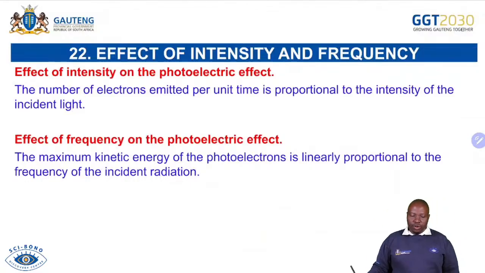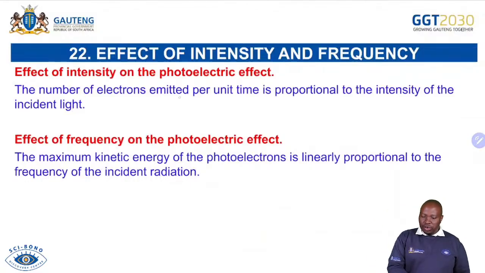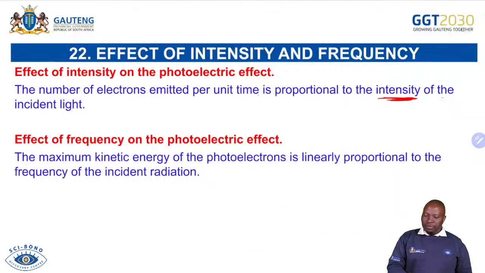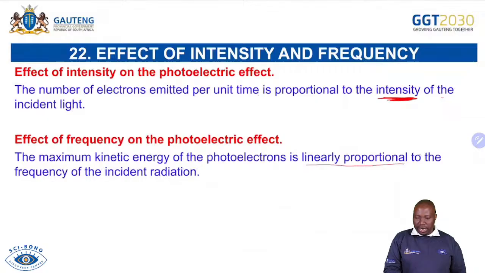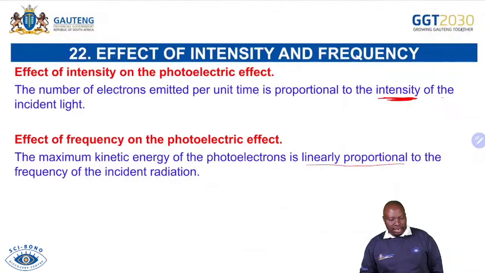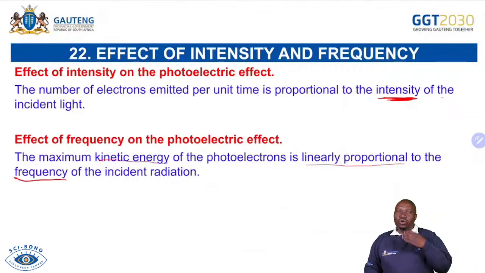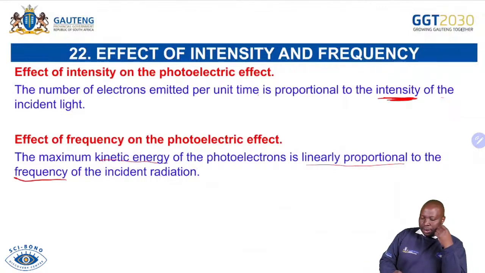Intensity: I talked about it, the number of electrons emitted per unit time is proportional to the intensity. So when you increase intensity, you will increase the number of electrons removed per unit time. Effect of frequency: the maximum kinetic energy of a photoelectron is linearly proportional to the frequency of the incident radiation. So you always have to check, when you increase frequency, we're increasing kinetic energy. Please don't be confused here. What will always increase? What will increase?